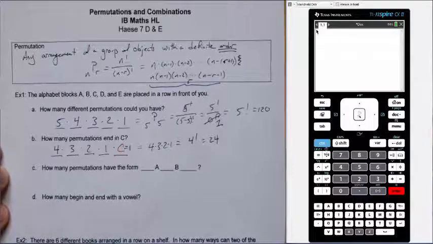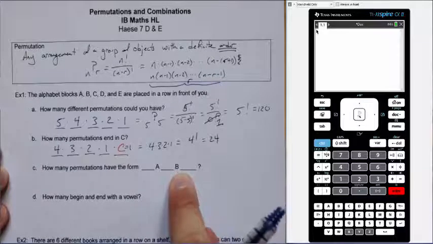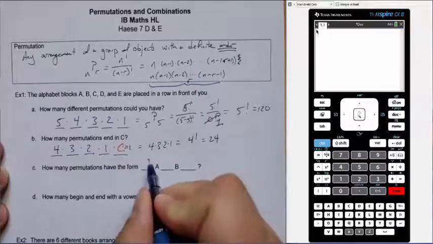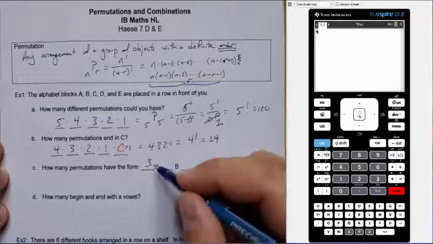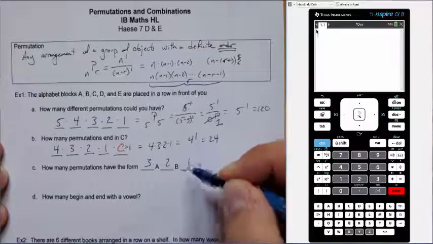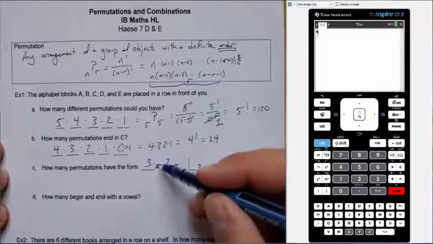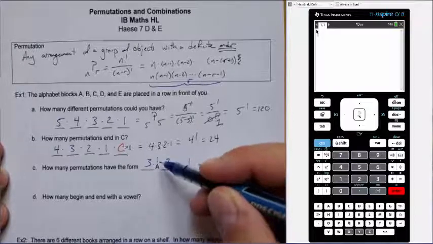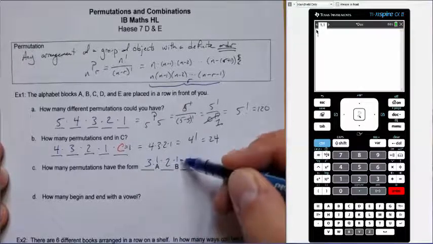How many permutations have this form? Again, same line of thinking as before. If I'm forcing A and B into these two spots, then that only leaves 3 choices for this spot, 2 choices for the middle, and 1 choice for the last. And there's only 1 choice for A because there's only one A, and there's only 1 choice for B.